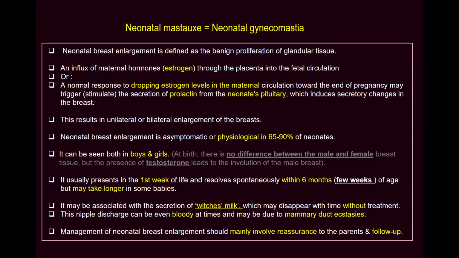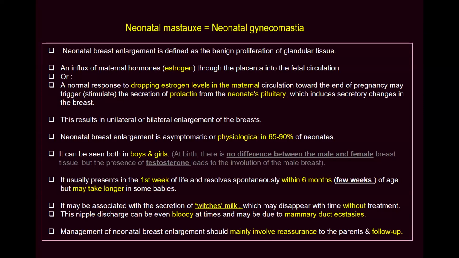It is usually present in the first week of life and resolves spontaneously within a few weeks up to 6 months, but sometimes can extend a little bit longer. So if the history of breast enlargement is before 6 months of age, then it will be neonatal gynecomastia. But if it started after that and progressing, then it will be premature thelarche. It may be associated with secretions of whitish milk, colostrum, okay? And it will disappear by itself spontaneously without any treatment.